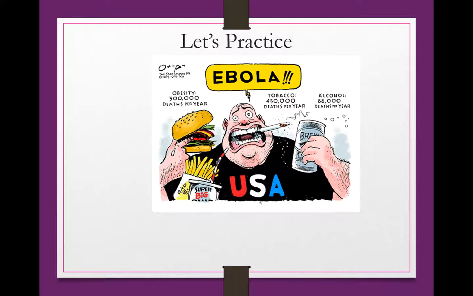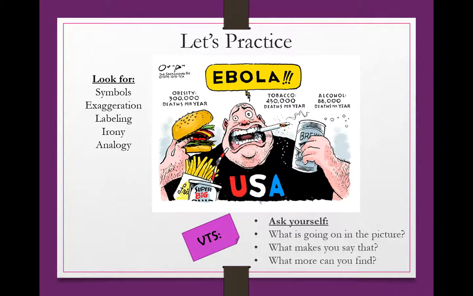In our example, we have our great American in his USA t-shirt with a hamburger, Coke, French fries, smoking a cigarette, and drinking a beer. His reaction seems to indicate that he is concerned over Ebola. Let us look for symbols, exaggeration, labeling, irony, and analogy. And as we use the visual thinking strategy, think about what is going on in the picture, what makes you say that, and what more can you find.